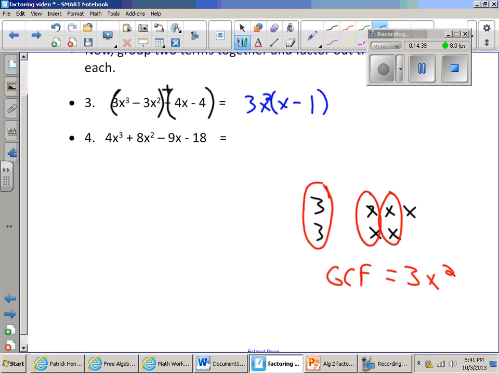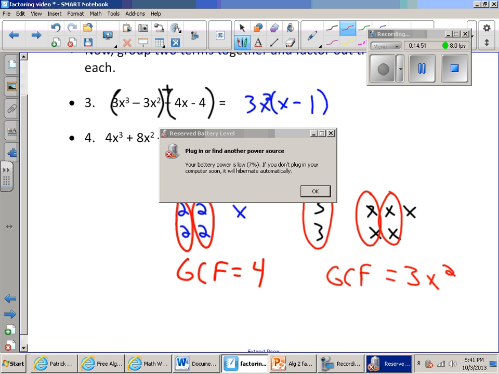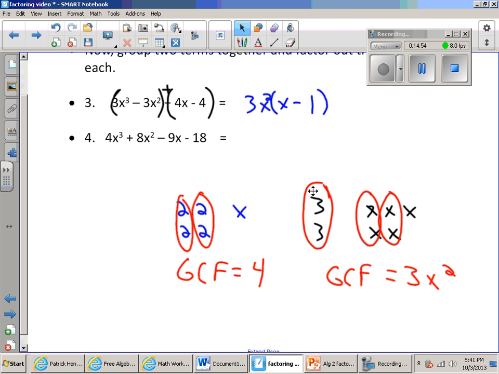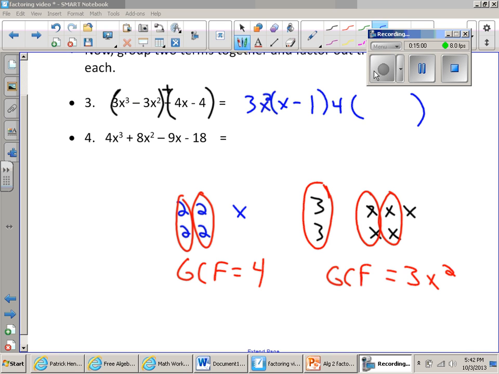Now we need to do the 4x, so 2 times 2x. 4 is 2 times 2. What's in common? A 2 and a 2, so we multiply, and the GCF here is 4. That's positive 4, so we're going to put plus 4. What's left in the first one? X. We're going to bring the minus sign over. And what's left on line 2? Nothing, so remember we put a 1.